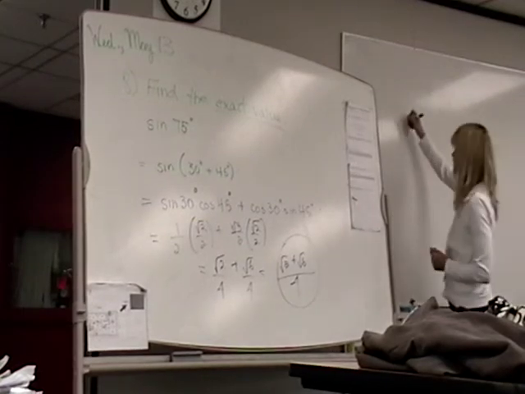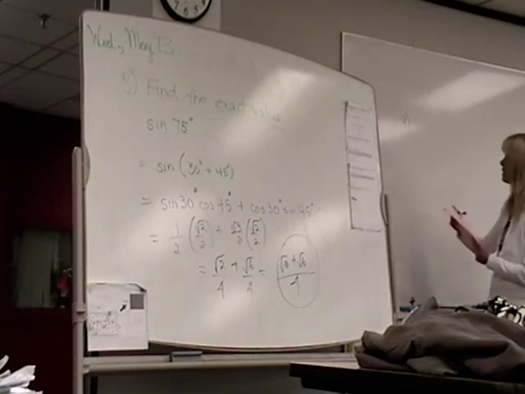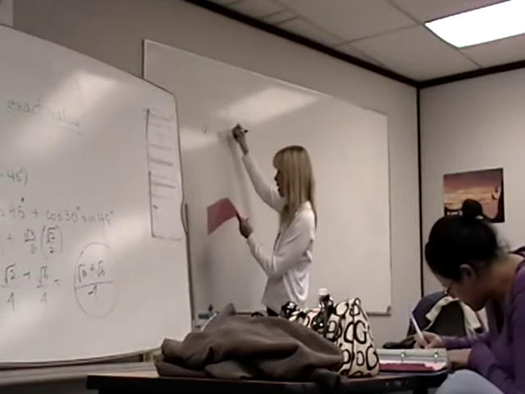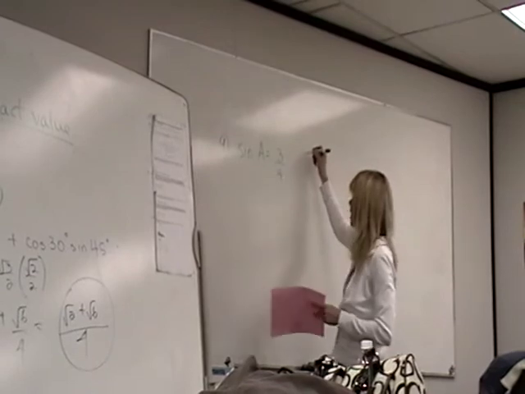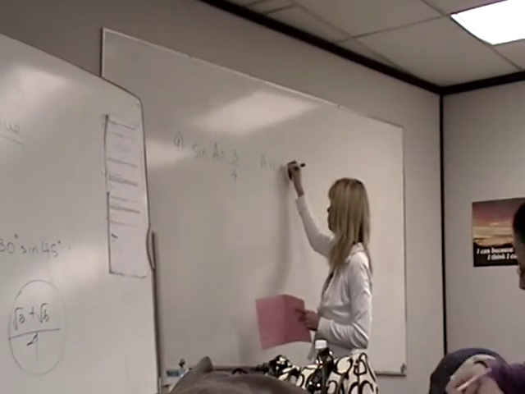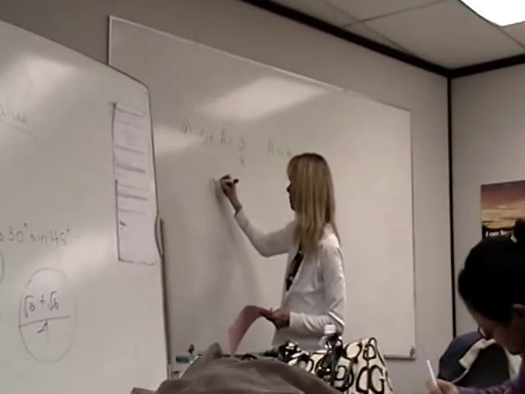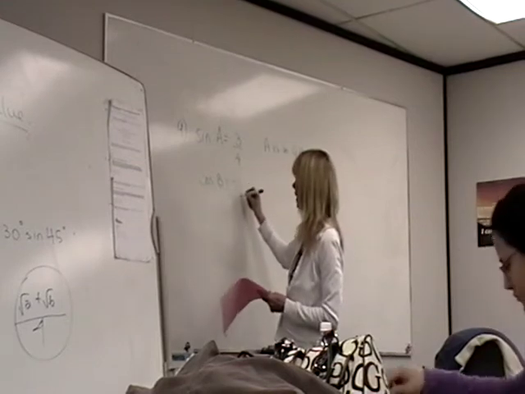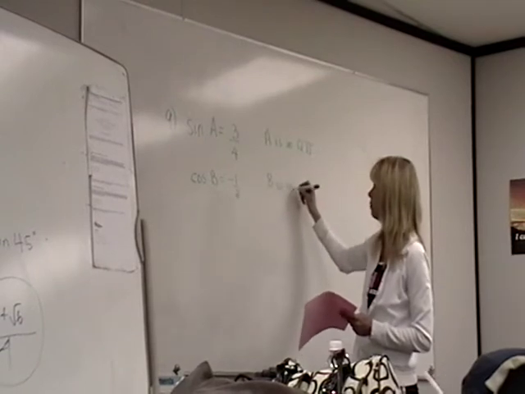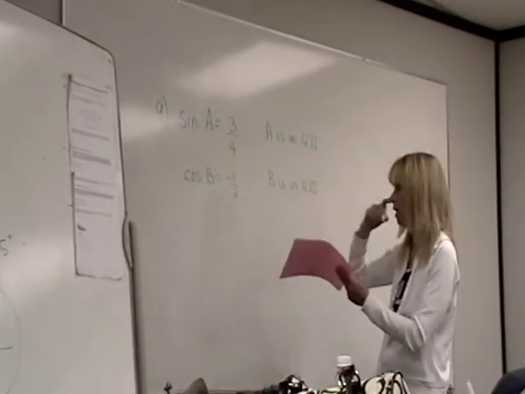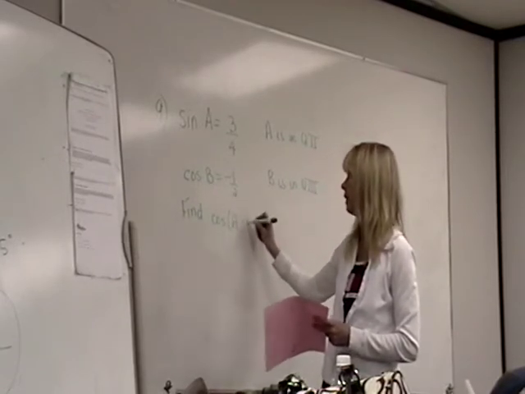Okay, number 9. Are we still in identities? Yeah. Let's see. Oh, yes. Okay, we'll do a question like this, a calculation one. I'm going to try to make a hard one here. Sine A is 3 over 4, and A is in quadrant 2. And I'll do cos B equals negative 1/2, and B is in quadrant 3. Find cos of A minus B.